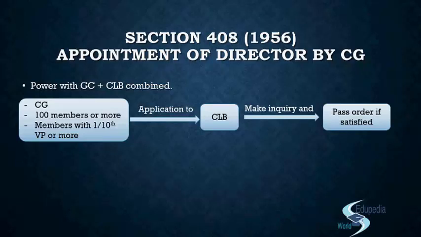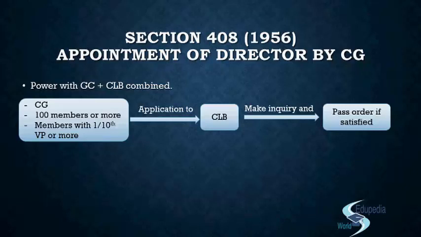So when we talk about the power of the central government to make the reference, we would notice that it is a mere administrative power. And the only requirement for the central government to make this reference is the presence of any reasonable and convincing material before it. Which means that possession of sufficient evidence as to gross mismanagement or operation is not required. If there is any reasonable or convincing material that the CG deems fit to make an application to CLB, they could do so, right? You don't need evidence for that.